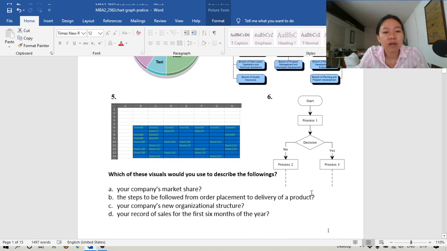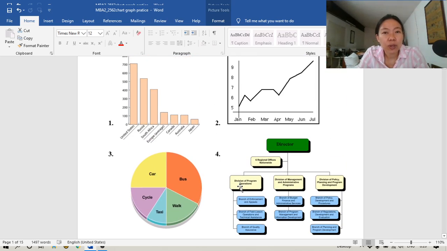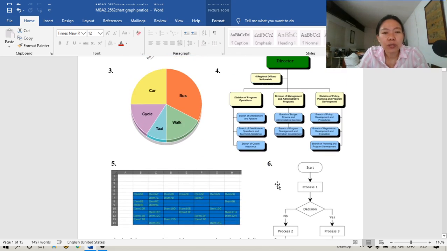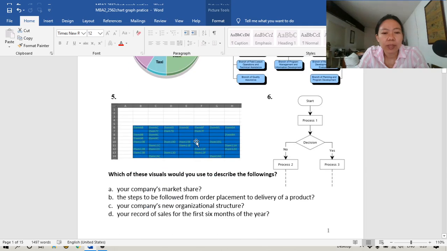Then I have asked you to think about what visual aids you're going to use in the following situation. For example, if you want to show your company market share, which visual aid are you going to use? The best answer is to use the pie chart because the pie chart is used to show the relative size of the data. So if you would like to know the market shares of the company, you can use the pie chart.